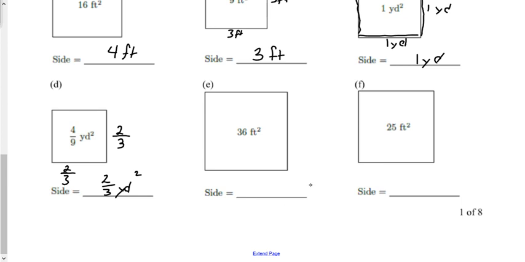Then for the last one, sorry, not last one, almost last one, 36, we actually already did that one. That one's just 6 feet. And then 25, what times itself is 25? That's 5 feet. So 5 feet on a side. Okay?